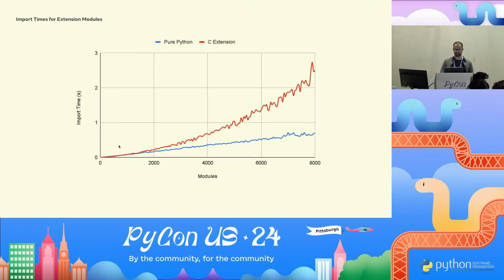Okay, so that's exciting. What does that actually get us? If we take a look at this graph that we were showing before with the import time for Python, the import time for C extensions, now if we look at those same numbers with embedded C extensions, even up to 8,000 of them, we're seeing significantly faster imports.